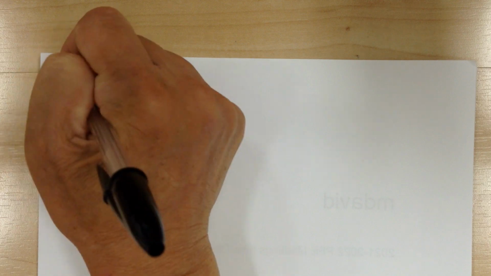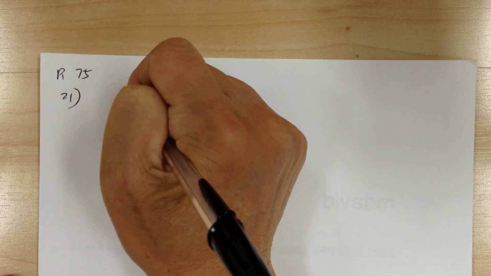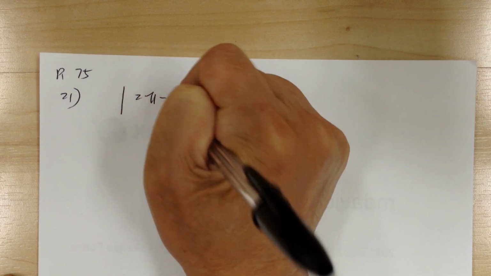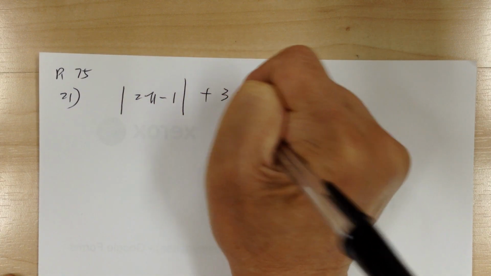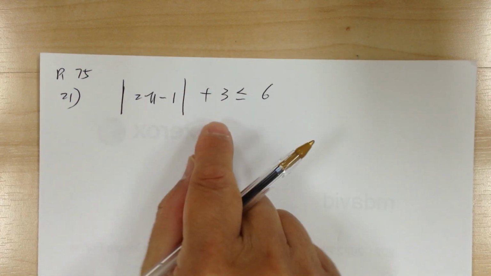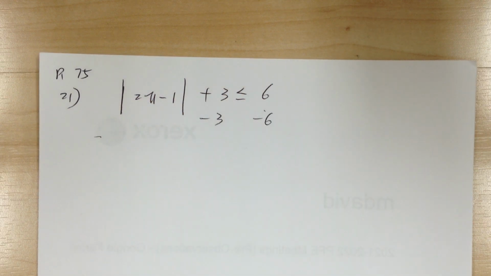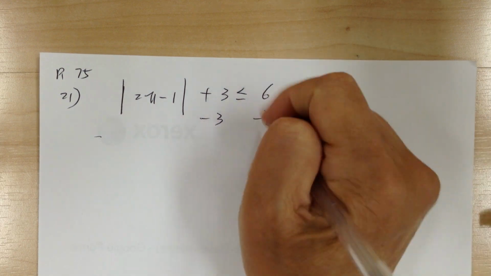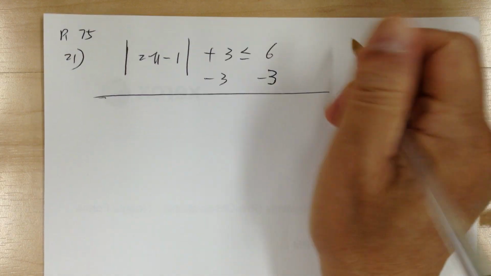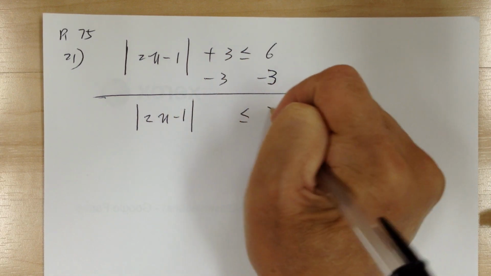Okay, let's go to the next one. Number 21 here, the absolute value of 2u minus 1, plus 3, is less than or equal to 6. So you have to isolate the absolute value, so you have to get rid of that. So minus 3 on each side. So your absolute value of 2u minus 1 is less than or equal to 3.